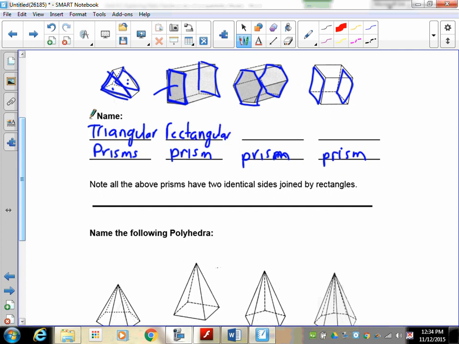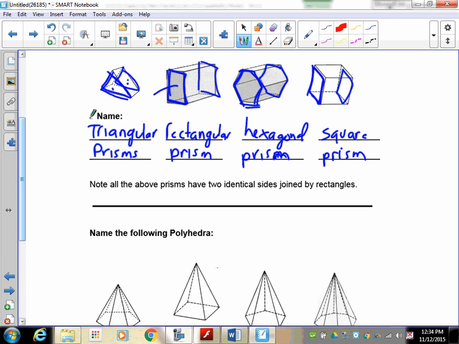This one has 1, 2, 3, 4, 5, 6 sides. That makes it a hexagonal prism. And over here, this one's square, so I'm going to go with a square prism. Okay? You'll notice I left out a couple of them there. The octagonal one is missing.